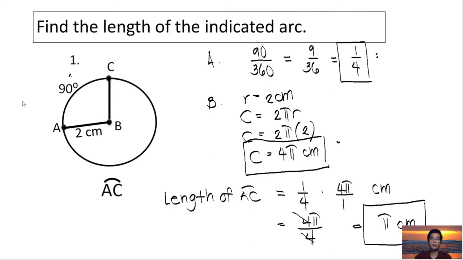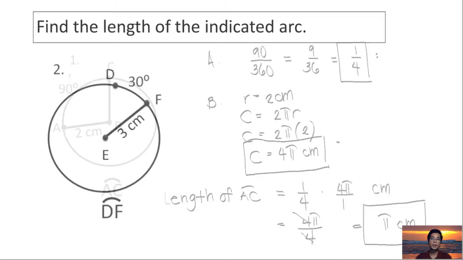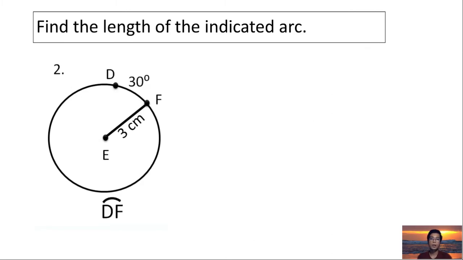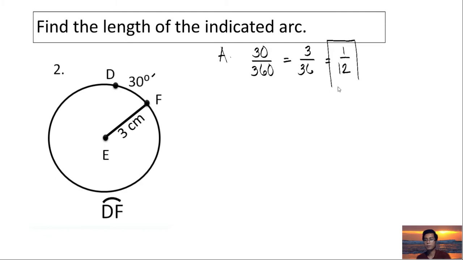Yun po yung haba ni arc AC. Maliwanag po ba sa ating first example? Now, proceed tayo sa ating second example. Let's find the length of arc DF. So, gaano daw kahaba si arc DF? Ang measure of arc natin is 30 degrees. So, gaya ng dati natin ginagawa, 30 over 360. Laging over 360, no? Divide natin ng 10. So, ito magiging 3 over 36. Pwede pa itong lowest term. Divide 3, 1. 36 divide 3 is 12. So, 1 over 12. Okay?